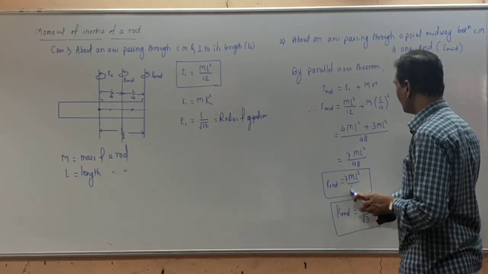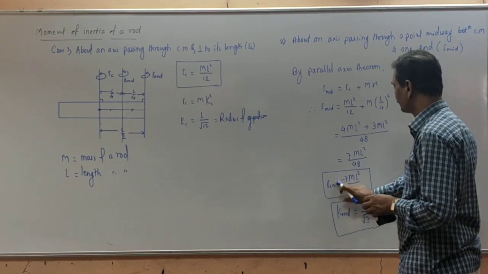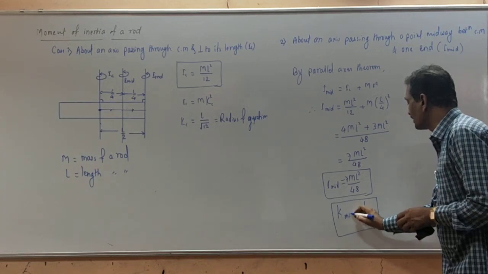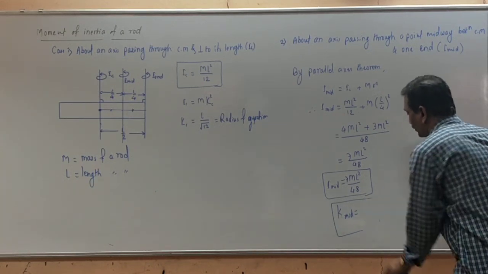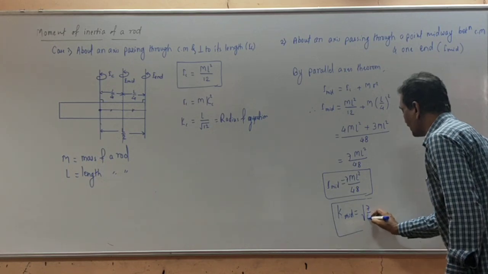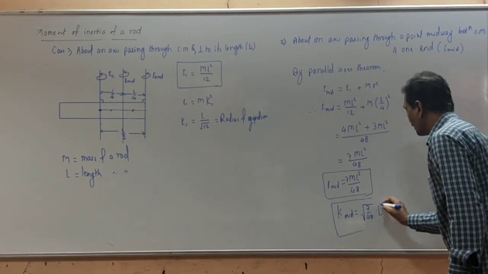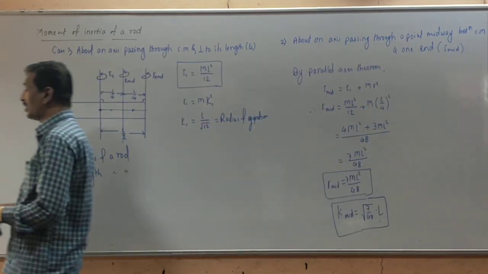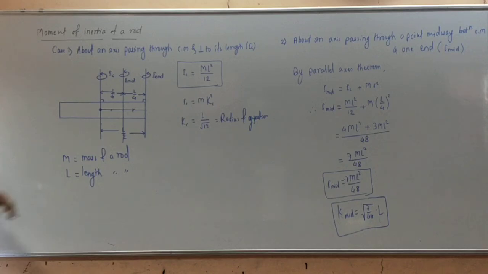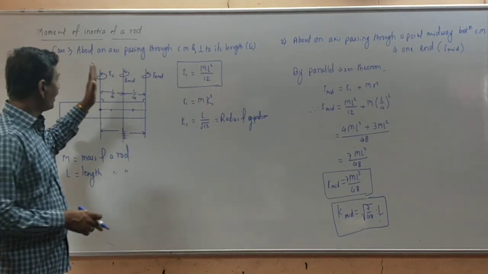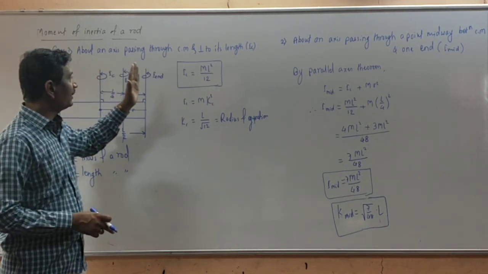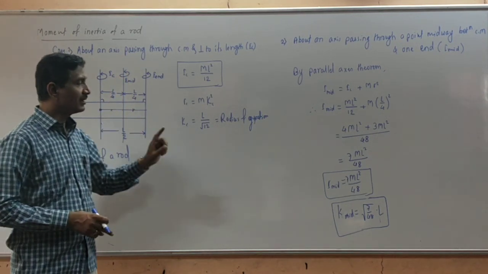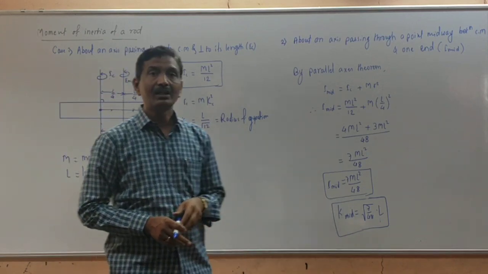So what is its radius of gyration? Its radius of gyration is root of 7 by 48 into L. So these are the three cases of the moment of inertia of a rod. For the board pattern we require the three cases: IC is ml square by 12, I end is ml square by 3, and I mid is 7 ml square by 48.